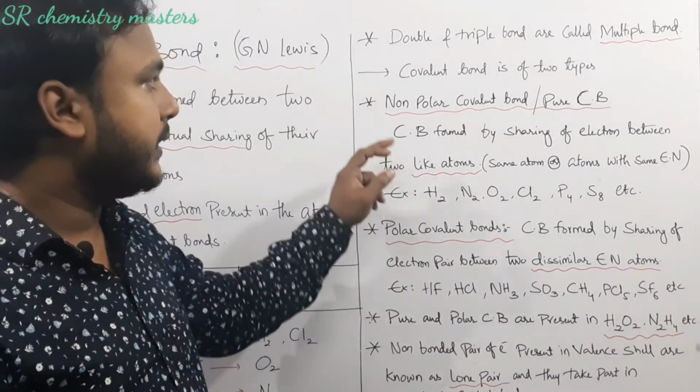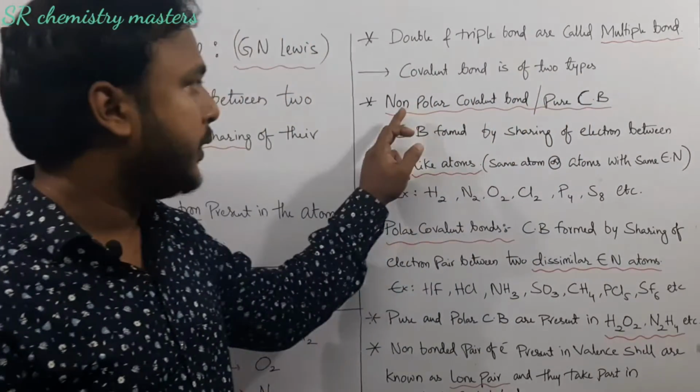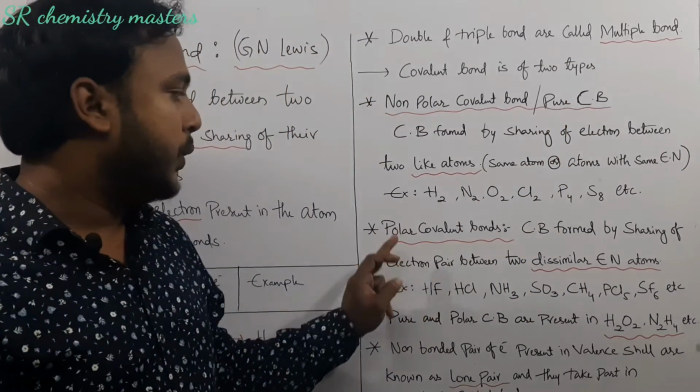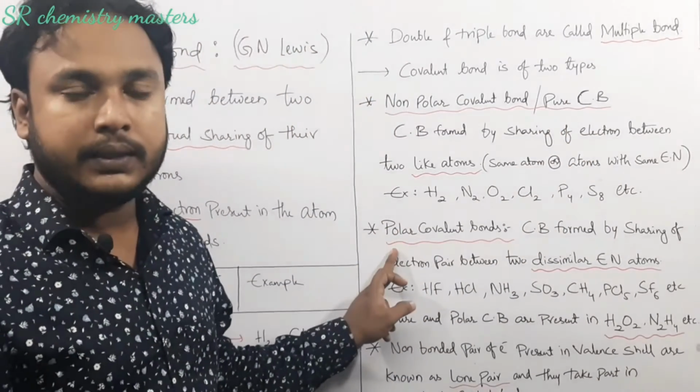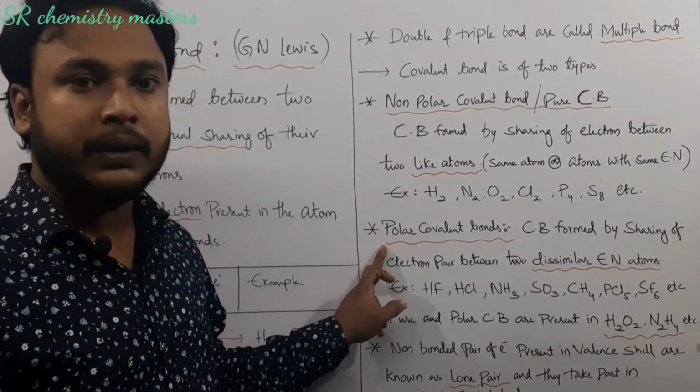Now let us see what are the types of covalent bond. You have two types of covalent bond. One is non-polar covalent bond, or pure covalent bond. The other one is polar covalent bond. Now let us see what actually these non-polar covalent bond and polar covalent bond are.